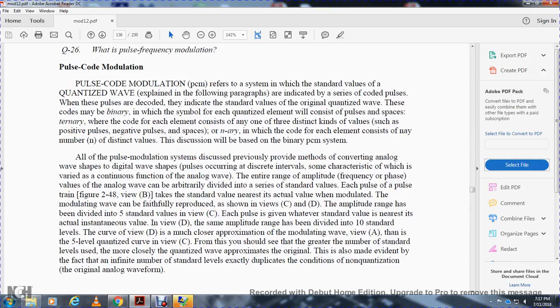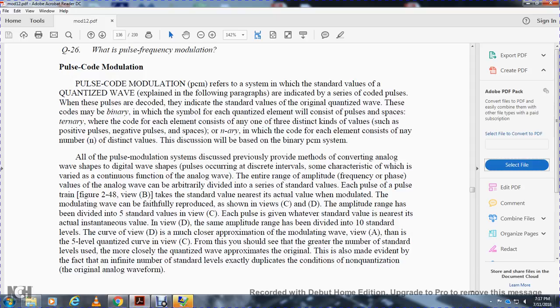Alright, all of the pulse code modulation systems discussed previously provide a method for converting analog waveshapes into digital waveshapes. The pulses occur at discrete intervals, and some of their characteristics are varied with the continuous function of the analog wave. The entire range of amplitude, frequency, or phase values of the analog wave can be arbitrarily divided in a series of standard values for each pulse or pulse train.